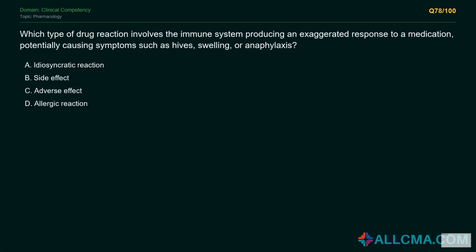Question 78. Which type of drug reaction involves the immune system producing an exaggerated response to a medication, potentially causing symptoms such as hives, swelling, or anaphylaxis? Option A, idiosyncratic reaction. Option B, side effect. Option C, adverse effect. Option D, allergic reaction.